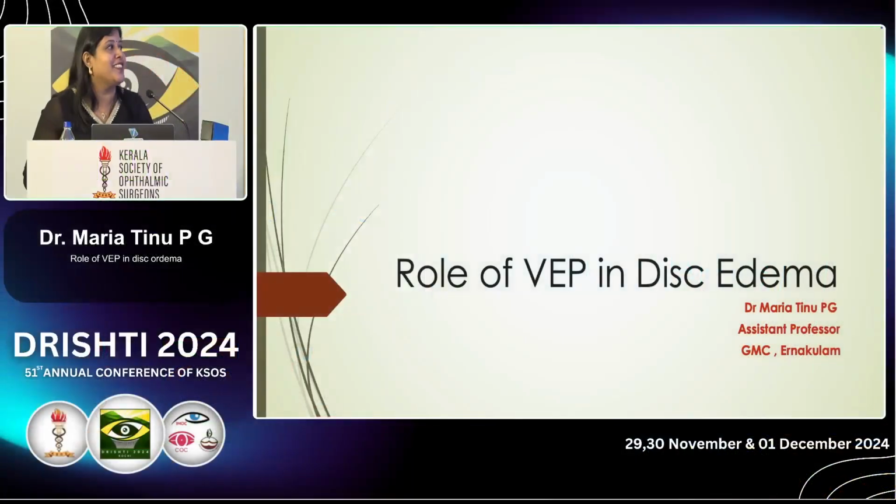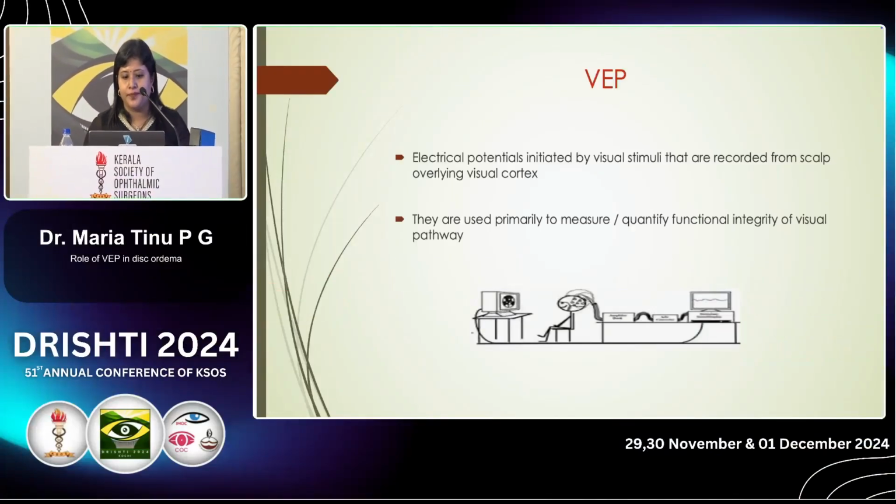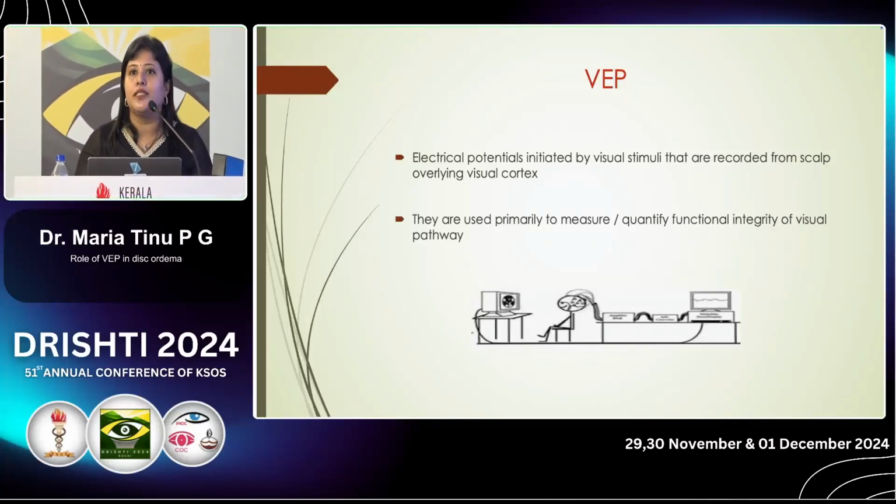Good morning. My topic of presentation is the role of VEP in disc edema. So what is VEP? VEP is visual evoked potential. These are the electrical potentials initiated by visual stimuli that are recorded from the scalp overlying the visual cortex. They are used primarily to measure, or quantify, the functional integrity of the visual pathway.